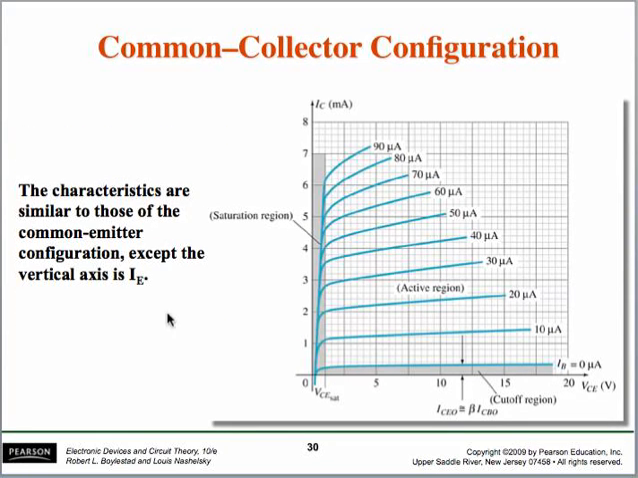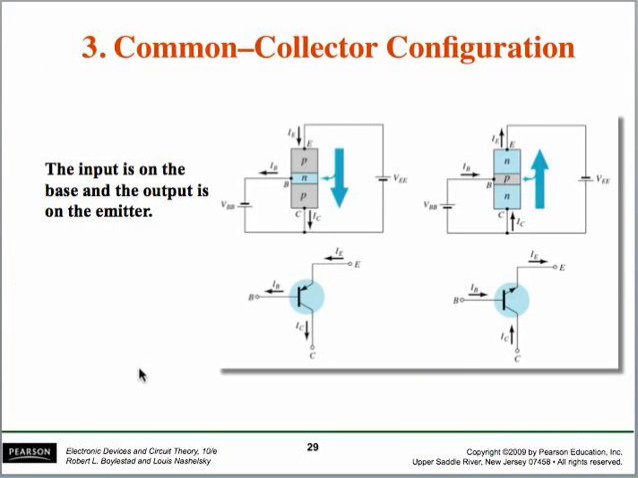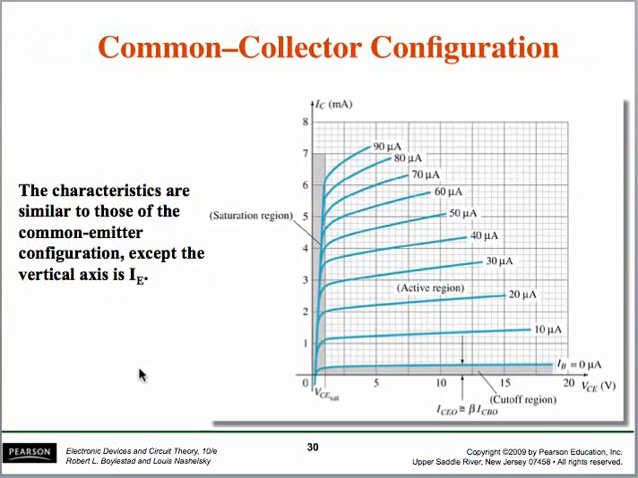The only difference is that for a common collector, the vertical axis here should be IE. Sorry, this is the wrong graph. It should be IE here, and the input current remains IB. So that's the only difference between common collector and common emitter in terms of the input and output characteristics. Input characteristics remain the same. For output characteristics, you are now measuring IE instead of IC.